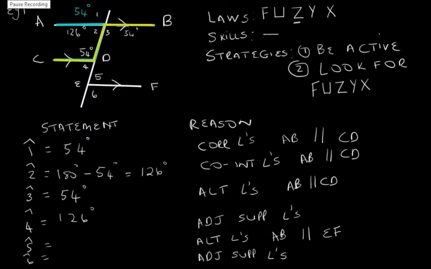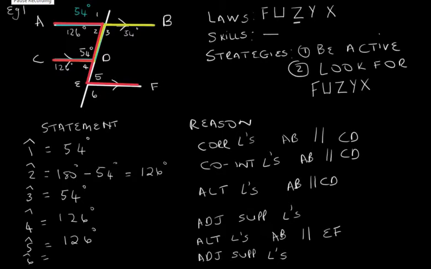Can you find an angle which is alternate to angle 5 for me? Let's see if you can. In fact, there are two angles which are alternate to angle 5. Let's see if you can find both. So here we see, if we follow the red lines, that angle 2 is alternate to angle 5, but angle 4 is also alternate to angle 5 because AB is parallel to EF, but it is also parallel to CD. So angle 5 will be equal to 126 degrees.